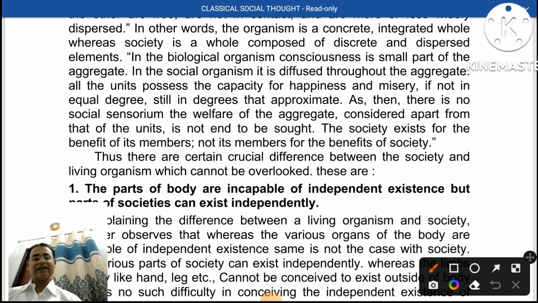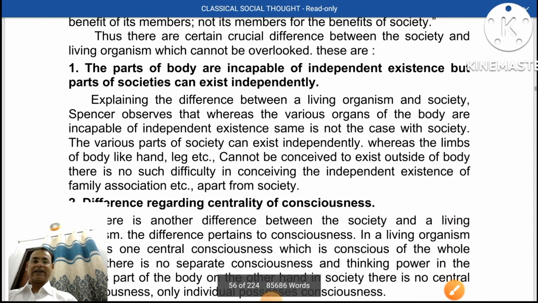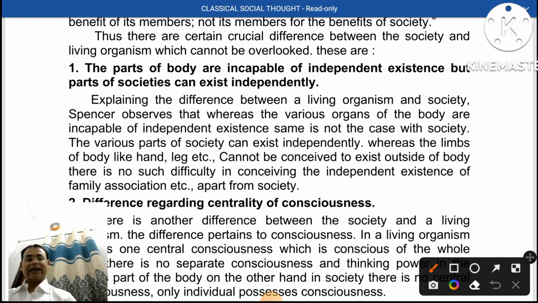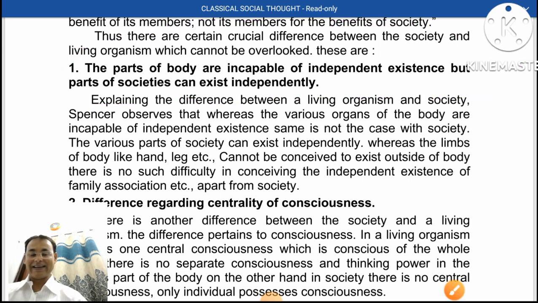Thus, there are certain crucial differences between society and living organism which cannot be overlooked. The parts of the body are incapable of independent existence. The parts of society can exist independently.